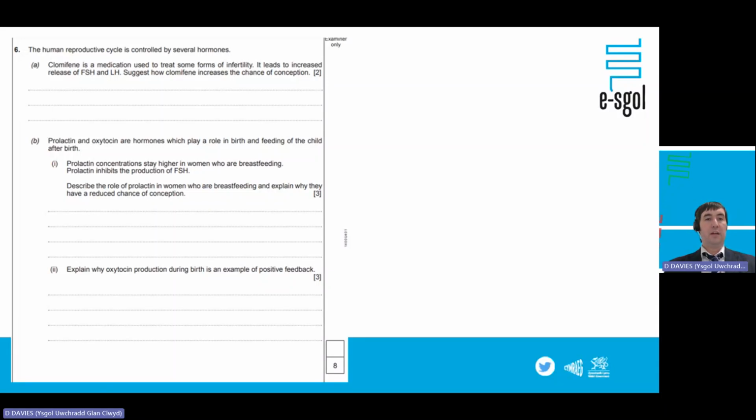Okay, prolactin and oxytocin are hormones that play a role in birth and feeding. Prolactin concentrations stay higher in women who are breastfeeding. Prolactin inhibits the production of FSH. Describe the role of prolactin in women who are breastfeeding. Explain why they have a reduced chance of conception.